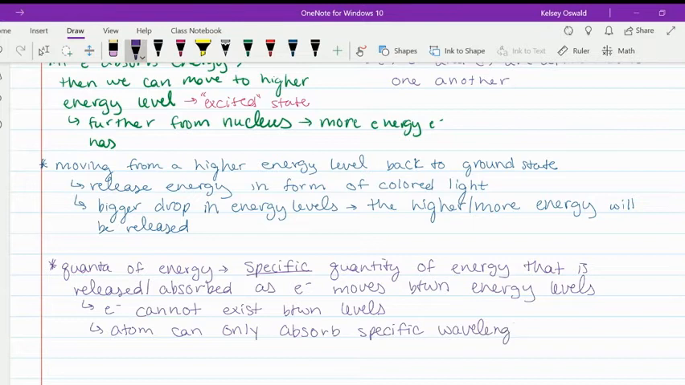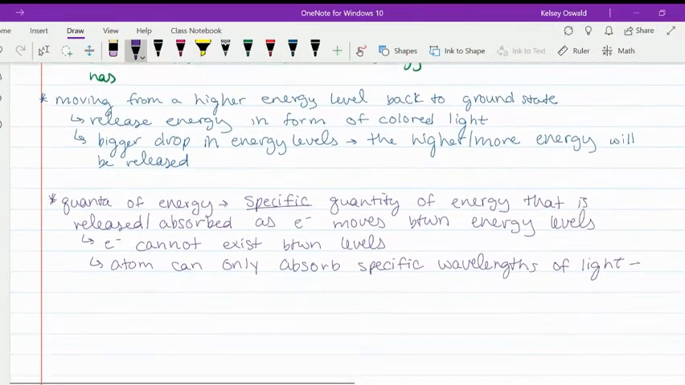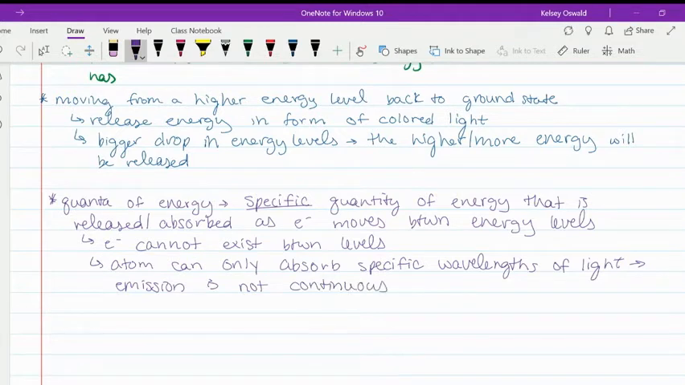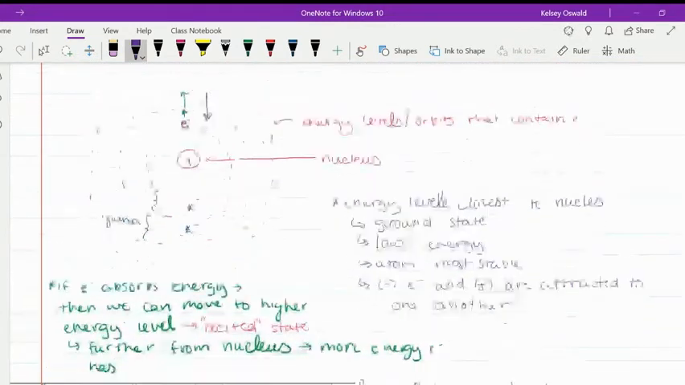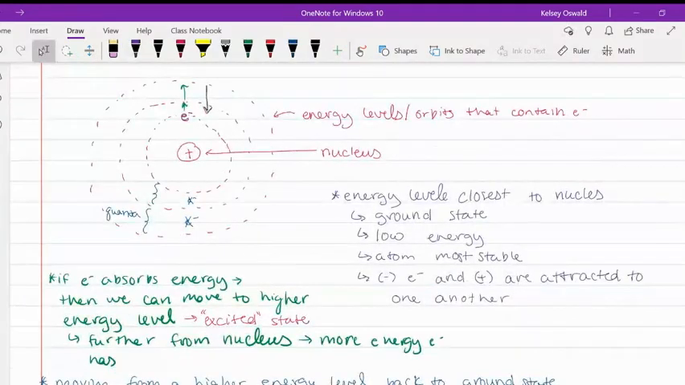Since we can only observe specific wavelengths of light, our emission spectrum is not continuous. We can't see a nice array of colors. We can only absorb the colors that correspond with those different quantities of energy.